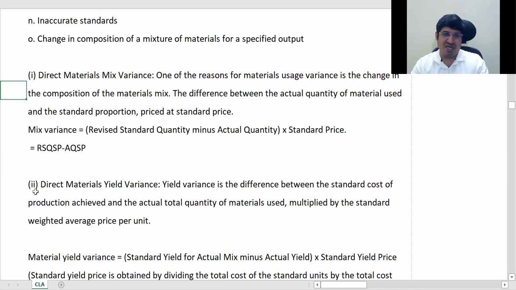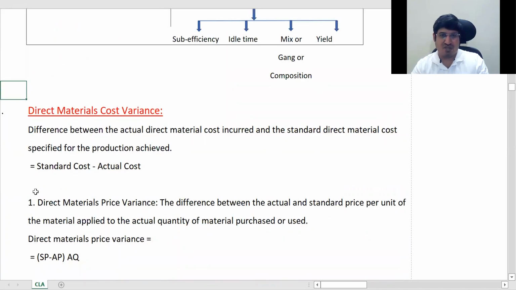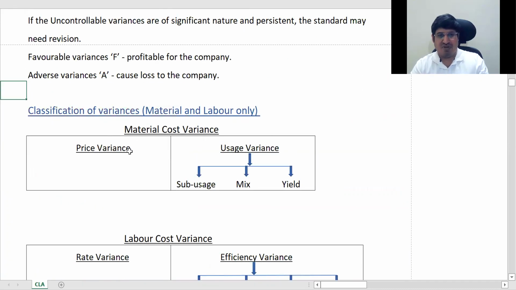Then there is mix and yield variance. I'll explain that to you a little later with the problem, so it will become easy. Mix and yield variance, as we saw above. Here: price variance, usage variance. In usage variance you have mix variance and yield variance, so it is also called sub usage variance. So sub usage and yield will always be the same. Actually there are two things only in usage variance: mix and yield. If you add these two, you will get this.